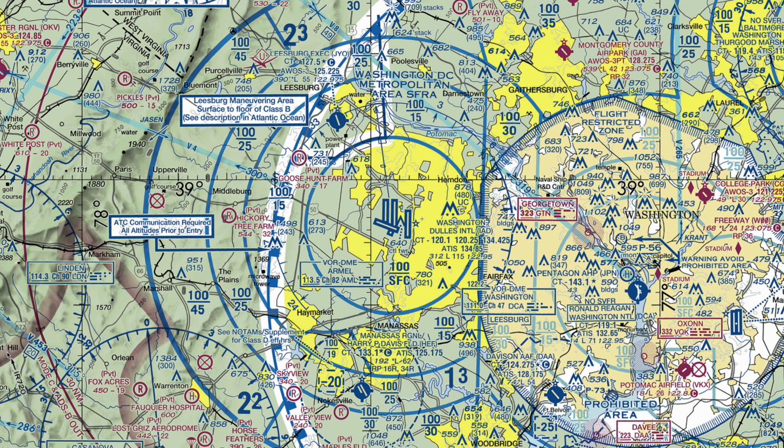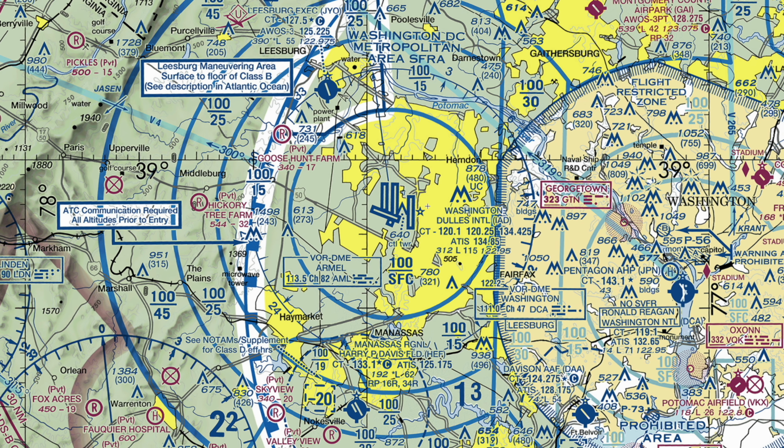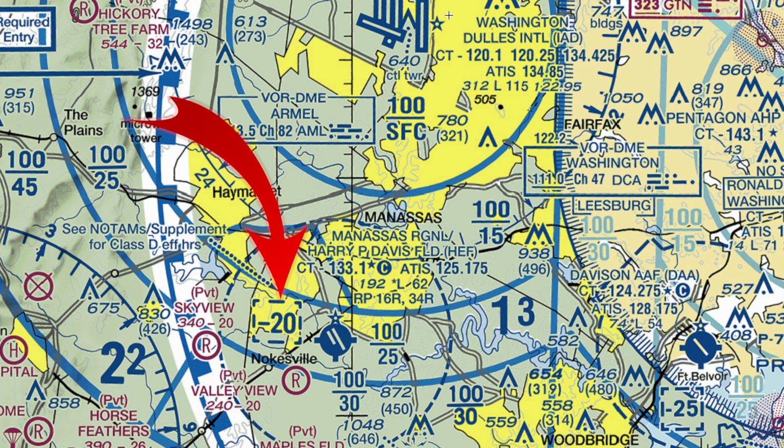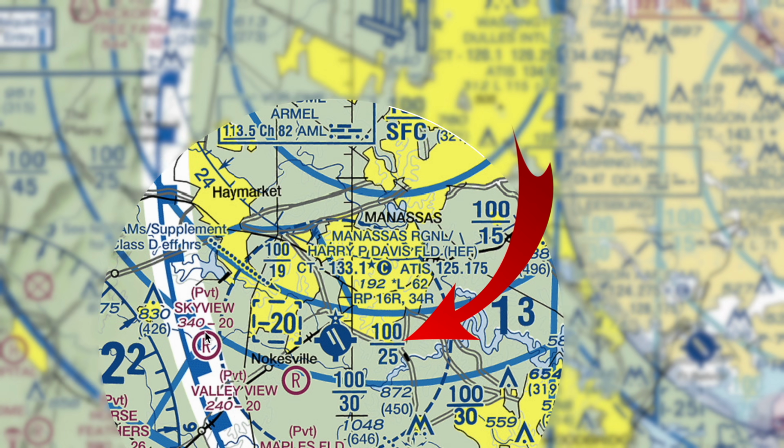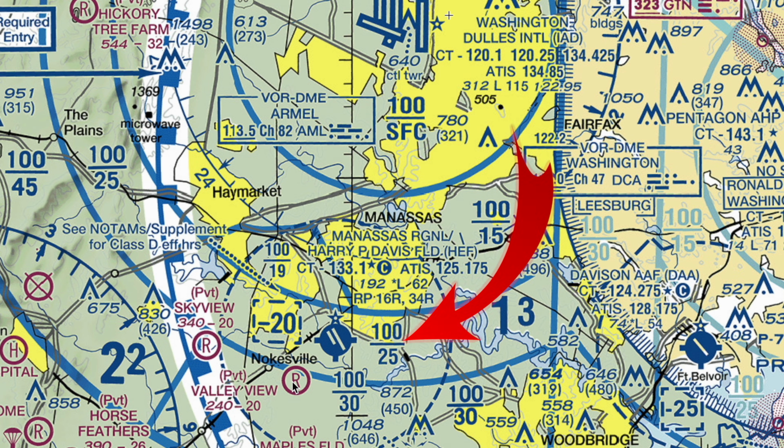Now let's go to Washington Dulles International Airport. And you can already see that there are a lot of symbols here that we need to discuss, right? Well, let's start with the one that says -20. You're familiar with this, but it hasn't been fully explained. Do you see Manassas Regional just south of Dulles Airport has a -20 there, and right next to it to the right is 100/25? You're probably so confused right now, aren't you? Well, I'm going to break this down so you understand it.